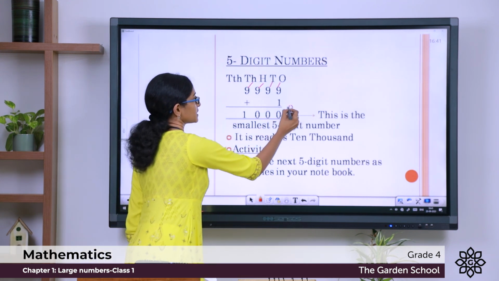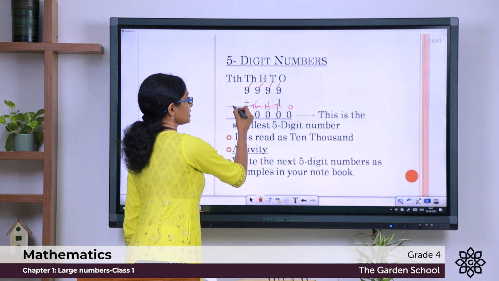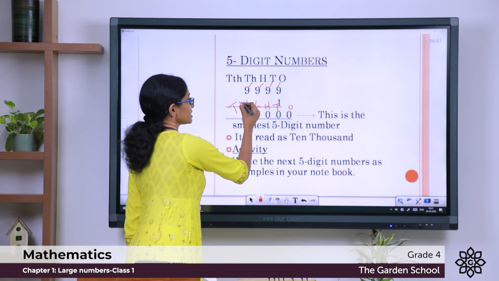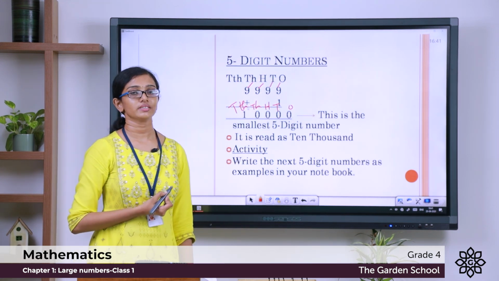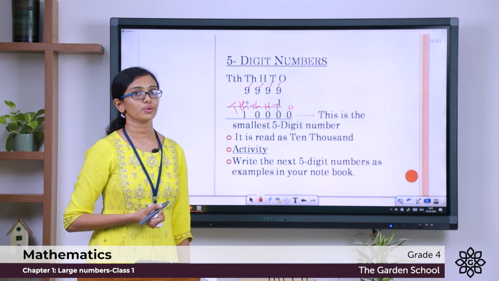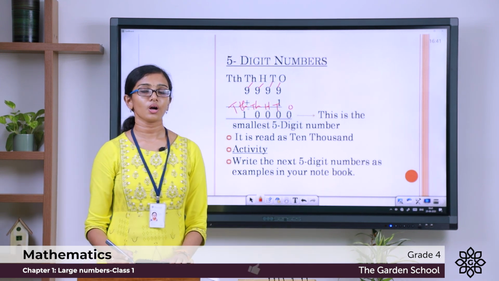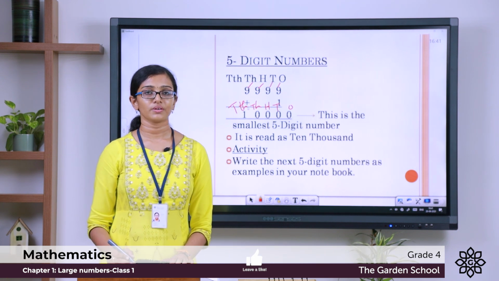So, this is the 1's place for this one, 10's place for this one, 100's place, 1000's place and you have a digit in the 5th place which is the 10,000's place. So, this is the smallest 5 digit number. How do you read that number? It is read as 10,000. So, right now all of you please write the next 5 digit numbers in your notebook.